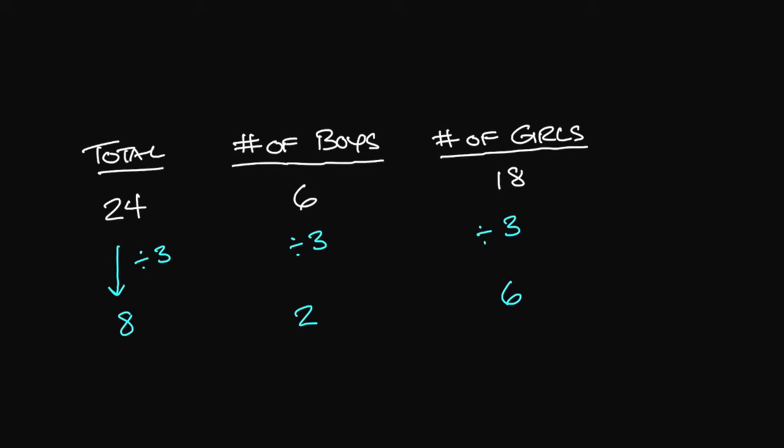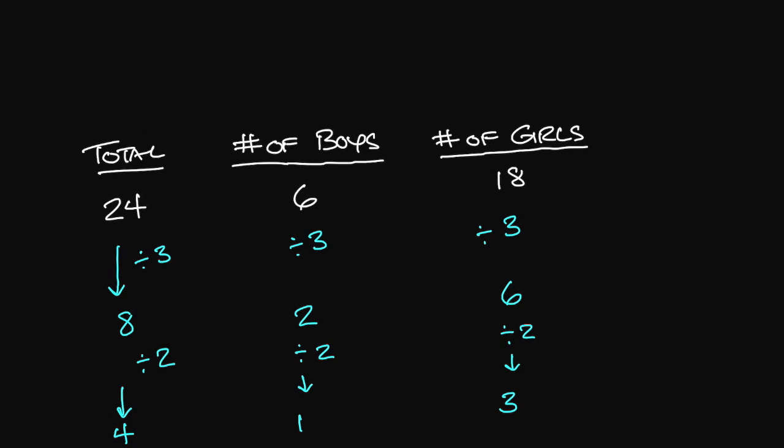So all I want to do is go down further. And I notice I can divide those all by 2. 8 divided by 2, I can bring that down to 4. 2 divided by 2 would be 1. And then 6 divided by 2 would bring me to 3. And now I'm actually as low as I can go.